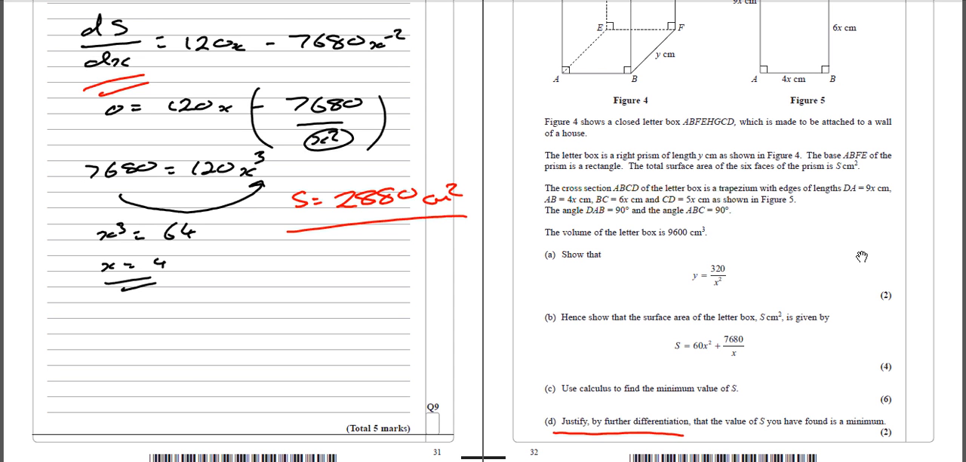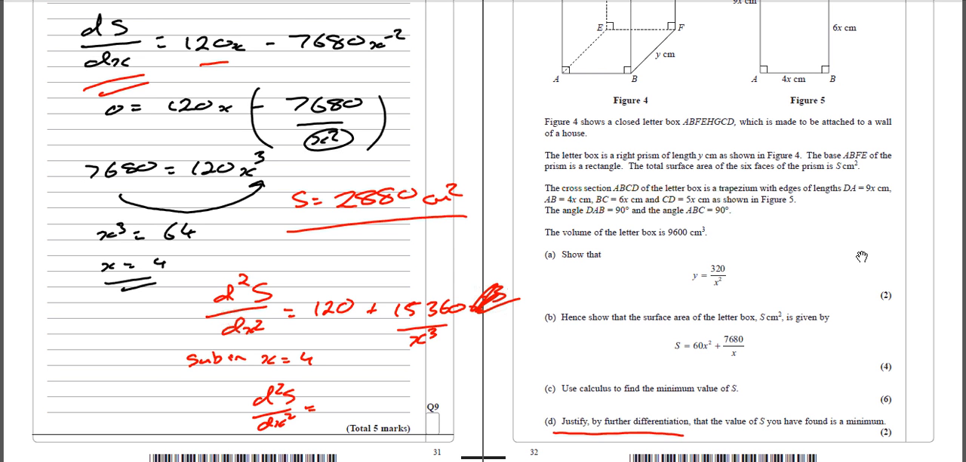Again, just by further differentiation, it's exactly the same question. We're going to differentiate this again. So d2s by dx squared goes to 120 plus, if we times that, 7,680 times 2. Don't make a silly mistake now. Actually differentiate it, and also multiply it by 2 properly. So 15,360 x to the minus 3, which we then bring underneath. Then we sub in x equals 4 and write down what that equals. It's obviously going to be a positive thing, so we say that d2s by dx squared is greater than 0, therefore it's a minimum. Again, remember, if it was negative, less than 0, it would be a maximum.